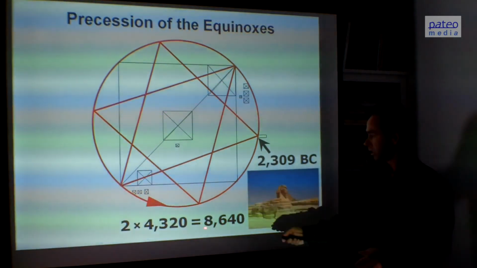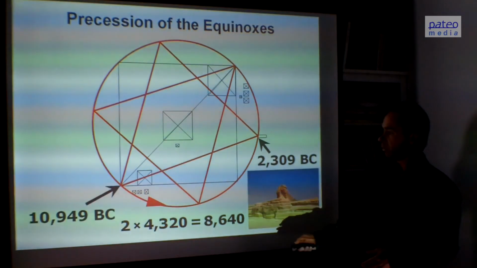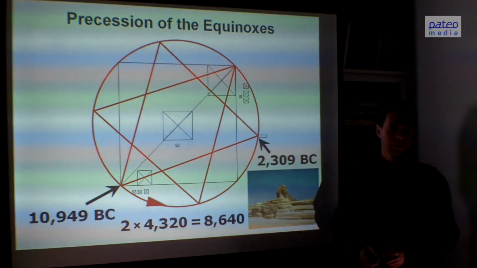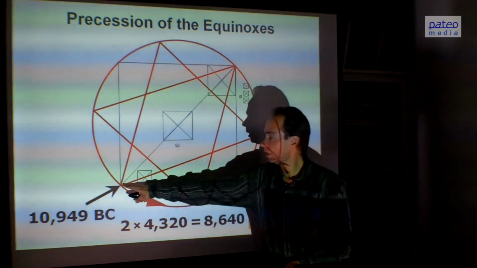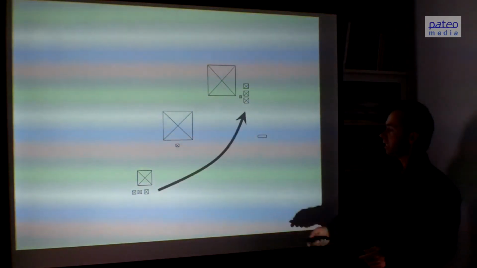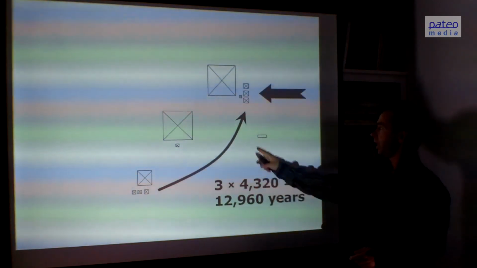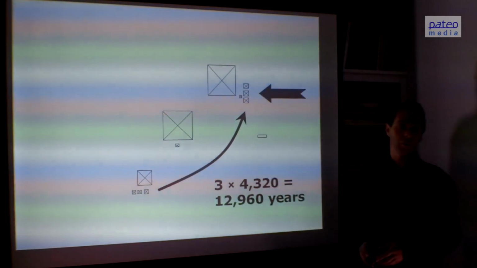So when we go back 2 times this period, 4,320 years, then we come here. 10,949 BC. That was the moment here. That is when Leo started. So that means that after these periods we are now here. After nearly 13,000 years. This is what we should see now.